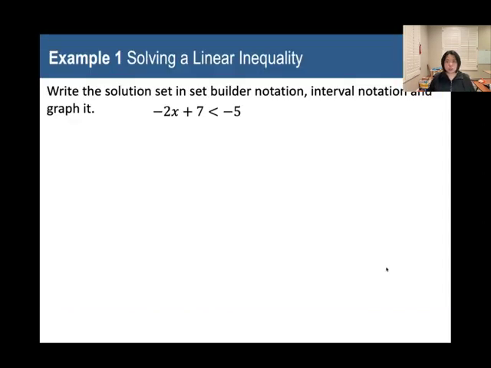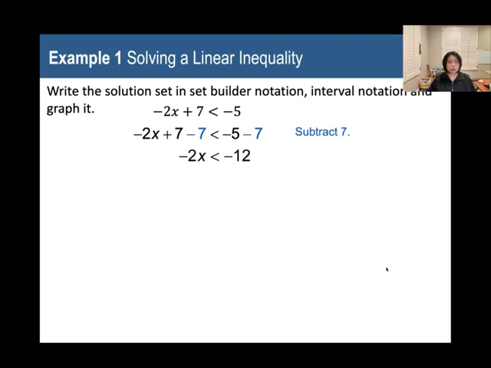Okay, now let's try to do the example together. You could just solve for your x just like the equality, okay? So here, we're gonna combine the constant. So we're gonna subtract 7 from both sides. And then you're gonna get negative 2x strictly less than negative 12.